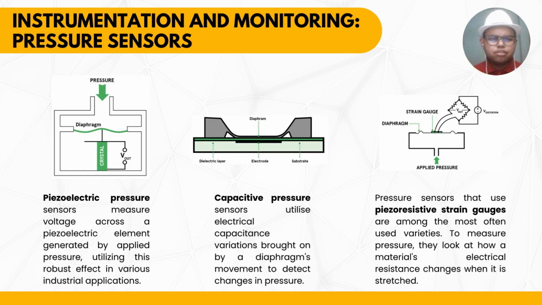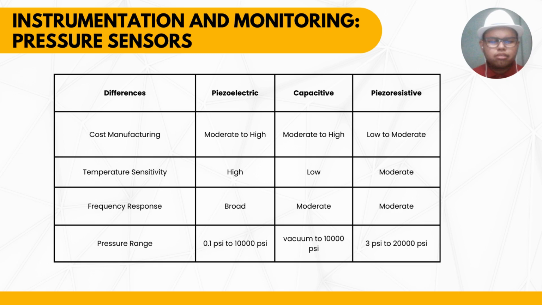Next is pressure sensors. There are three types of pressure sensors, which are piezoelectric, capacitive, and piezoresistive. Each of them has its own functions. These are the differences of the three sensors mentioned. So we must choose the best pressure sensor for our reactors according to the reactor's design.